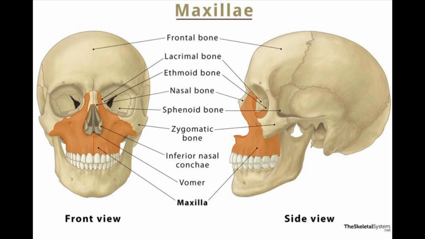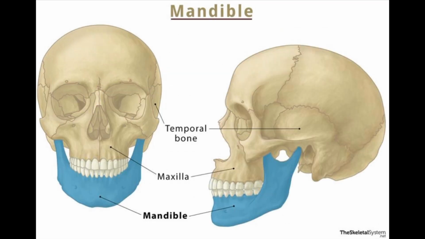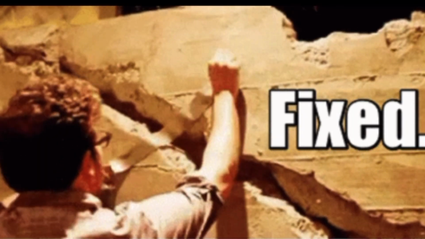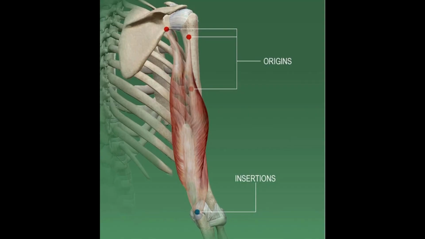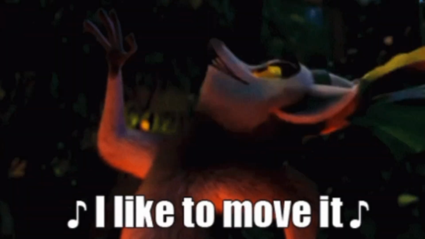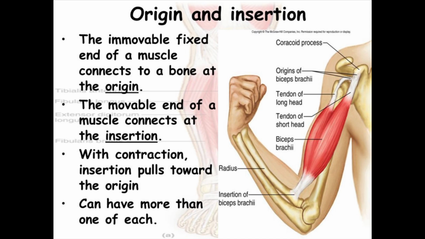Maxillae are bones that form the upper jaw. The mandible bones form the lower jaw. The technical name for the Adam's apple is the hyoid bone. The more fixed attachment of a muscle to the bone is called origin. The more movable attachment of a muscle to the bone is called insertion.